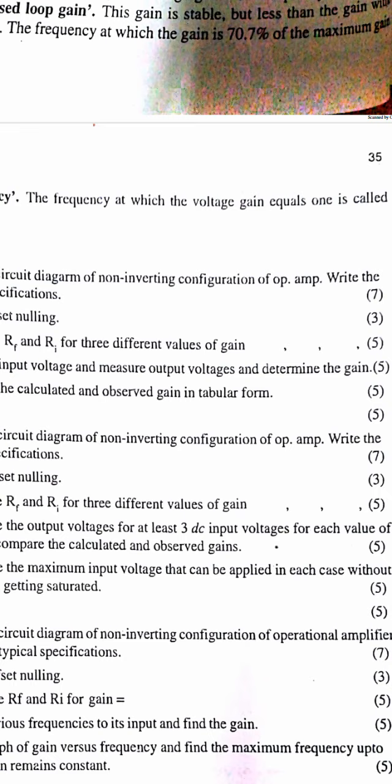Conclusion: operational amplifier can be used as a non-inverting amplifier. The input signal may be AC or DC. Output signal is in phase with input. Closed loop gain depends on input resistance and feedback resistance only.